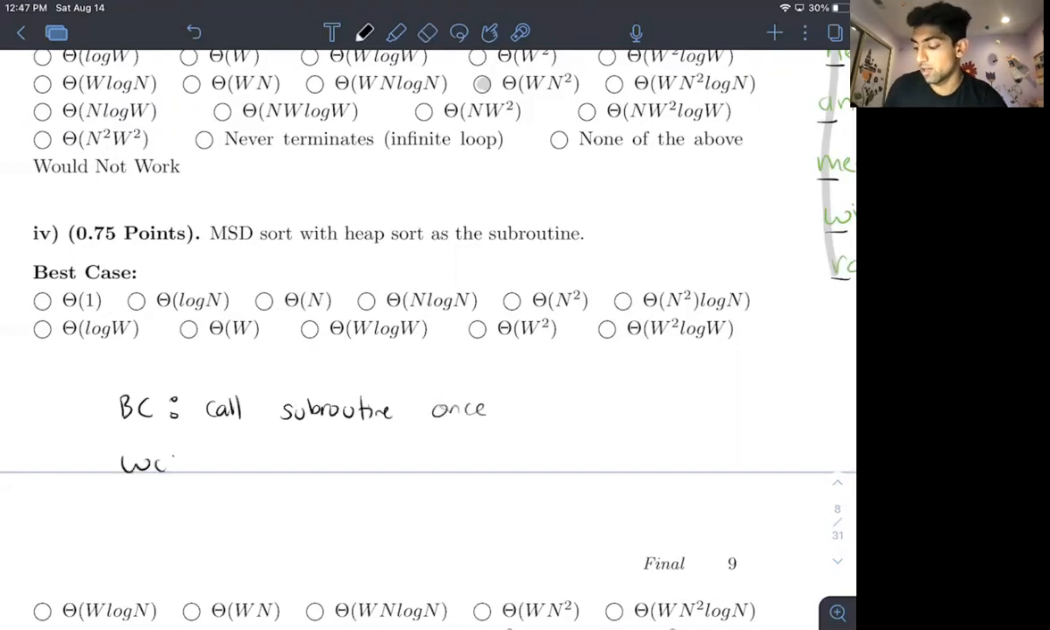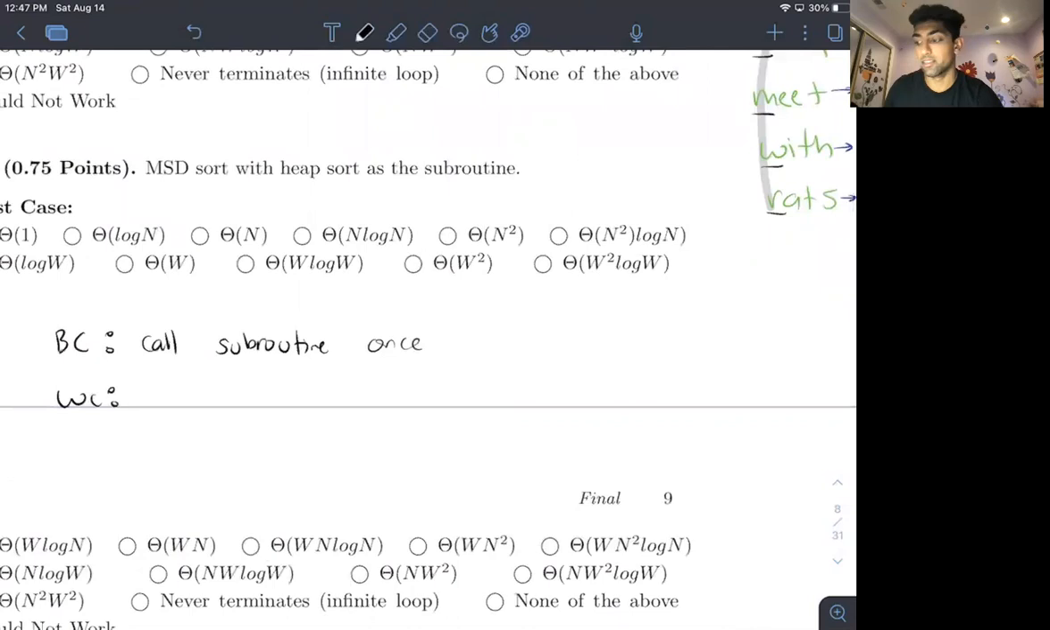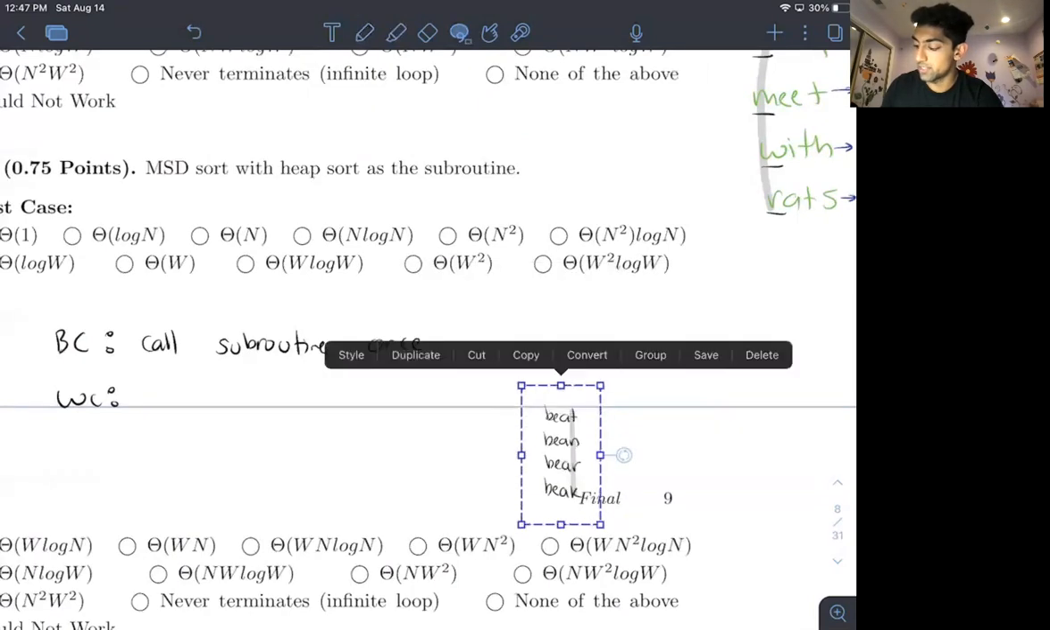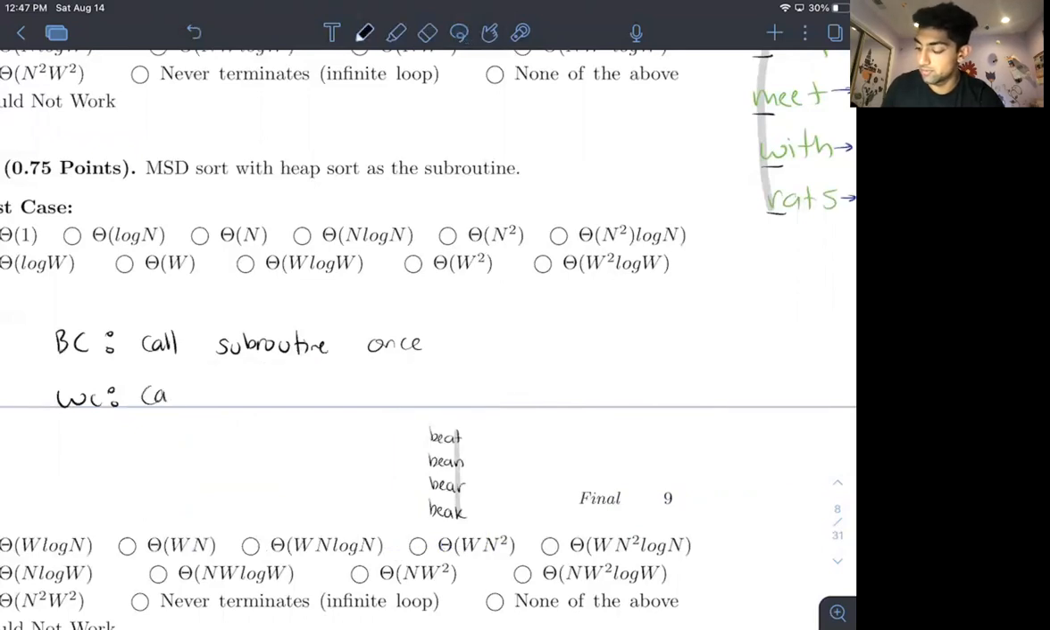In the worst case, all of the strings keep going in the same partition. It's possible that the strings only differ in their last digit, like we can have beat, bean, bear, beak, and all of them only differ in their last digit. So in this case, which is our worst case behavior, we have to call our subroutine W times.